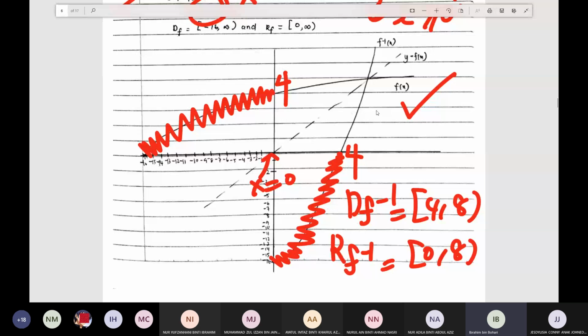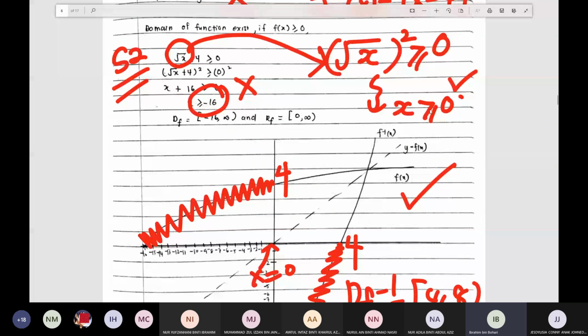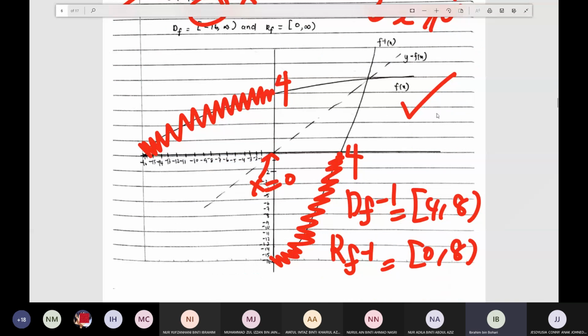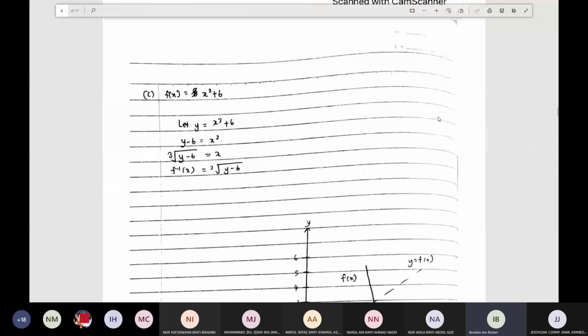Okay, domain of inverse function 4 to the positive infinity, and the range of the inverse here equals to the 0 to the positive infinity. Ya, dia akan jadi macam ini. Ya, pastikan domain tu betul lah. Kalau domain tu salah, memang confirm you punya graph tu akan dapat line daripada line. Ya. Okay, and question C.